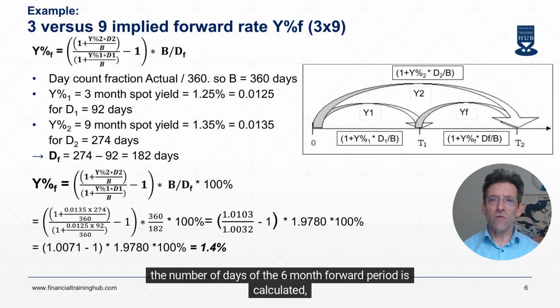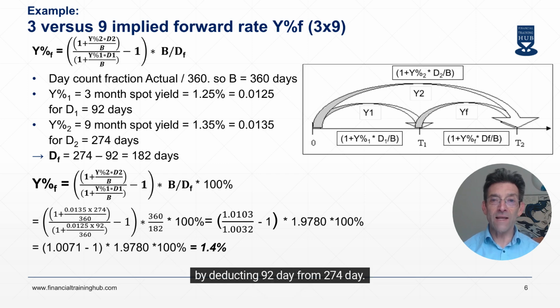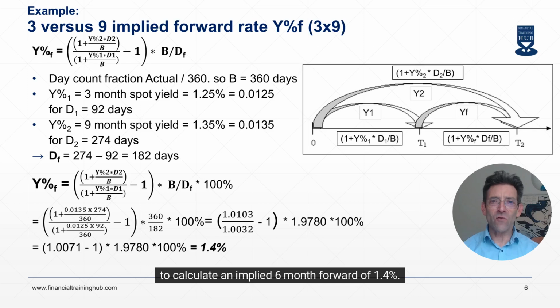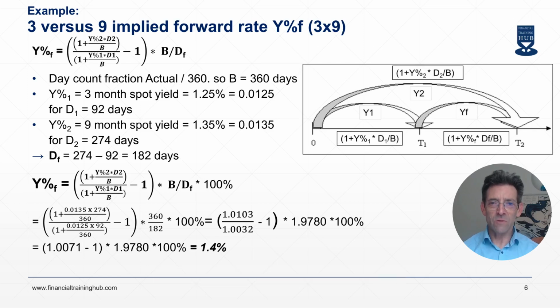First, the number of days of the 6-month forward period is calculated by deducting 92 days from 274 days. The 6-month forward period is therefore 182 days. Now the formula can be used to calculate an implied 6-month forward of 1.4%.